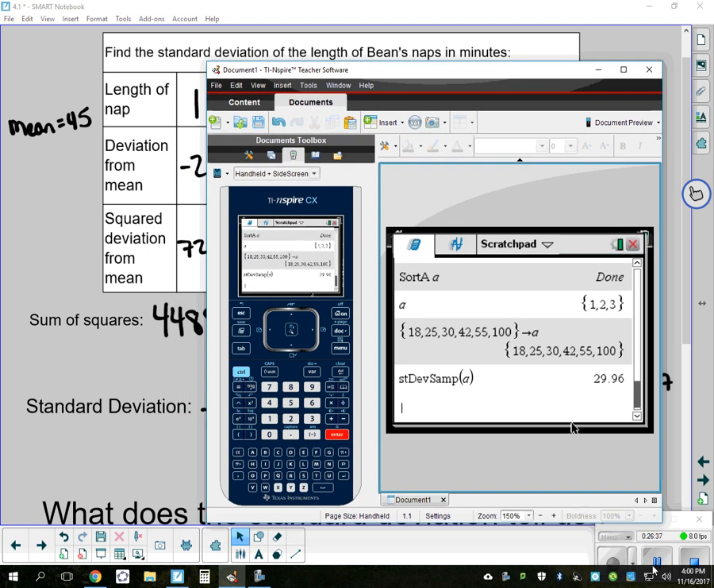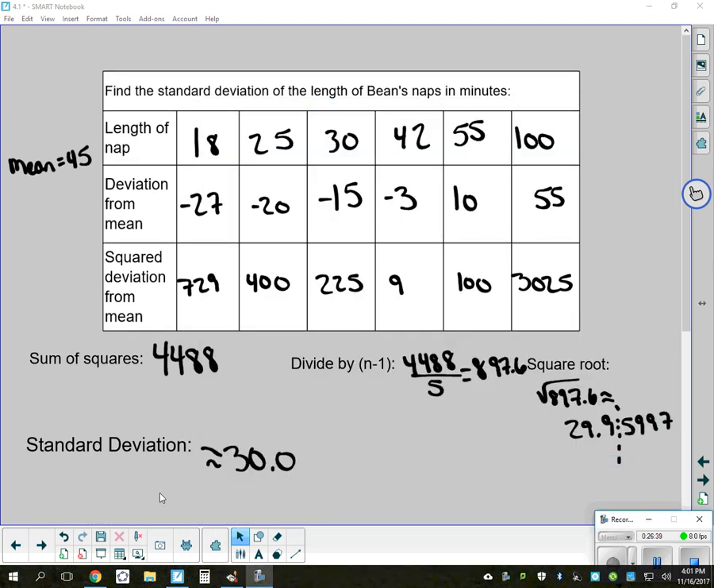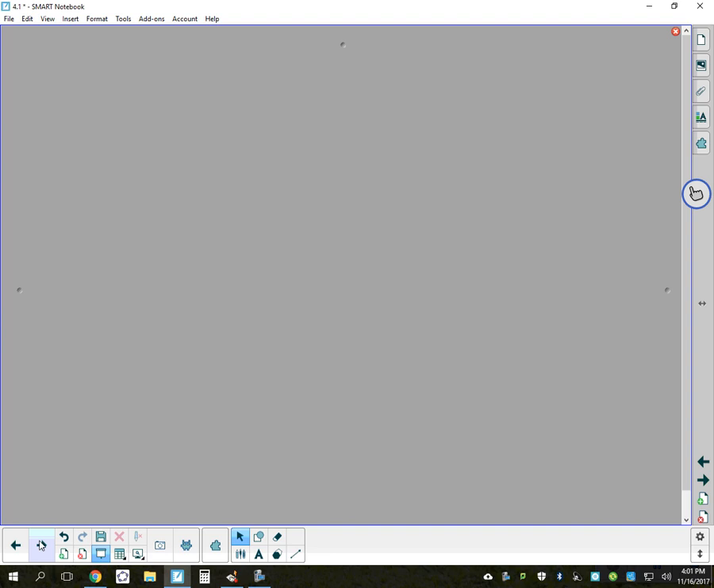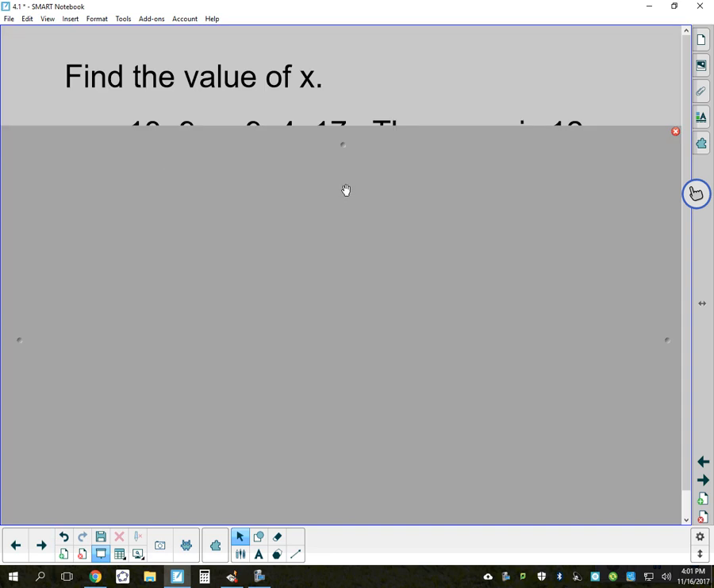Okay, so again, it's not required that you use your calculator, but it's certainly nice to be able to do that in there and check the work that you had done by hand. All right, one more type of problem. Find the value of x.